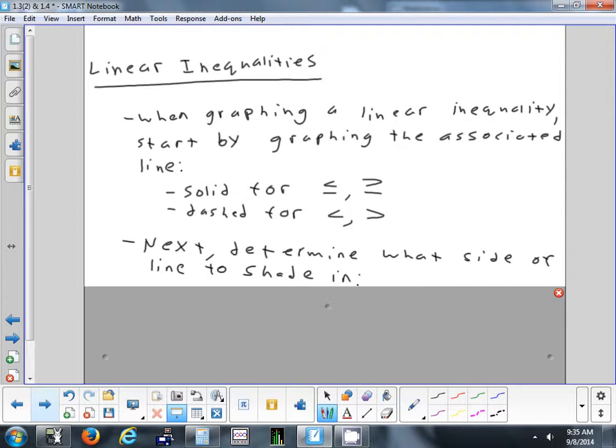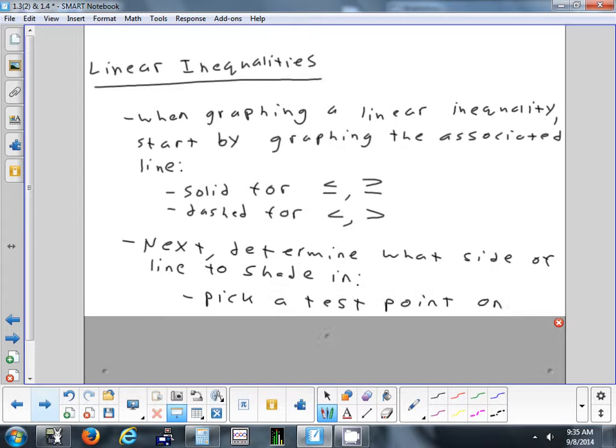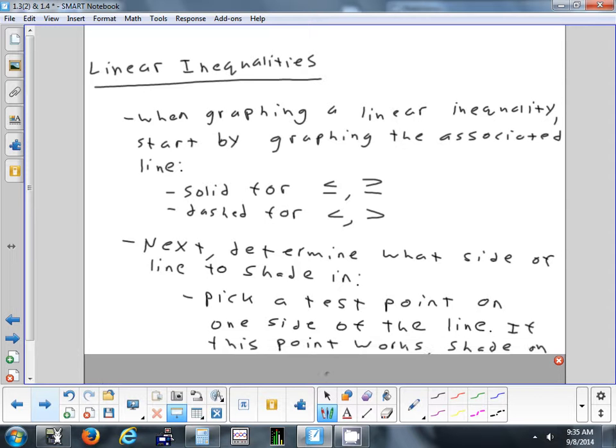After you draw in your line, then you've got to determine what side you're going to shade on. What I do is I pick a test point on one side of the line. If that point works when I plug it back into the original inequality, then that's the side I shade. If that point doesn't work, then I shade the other side.